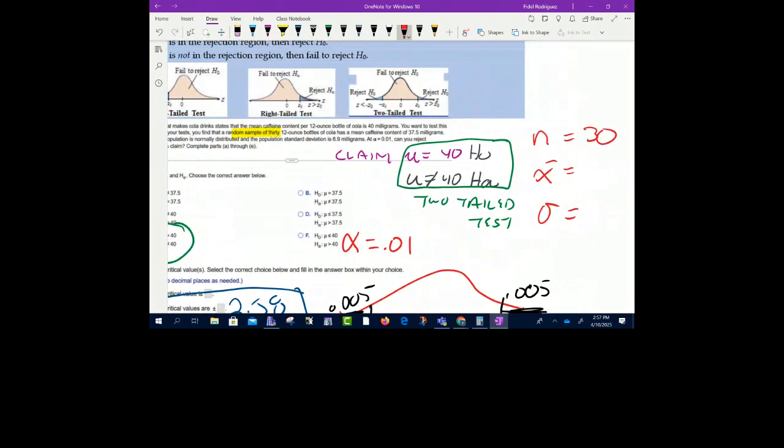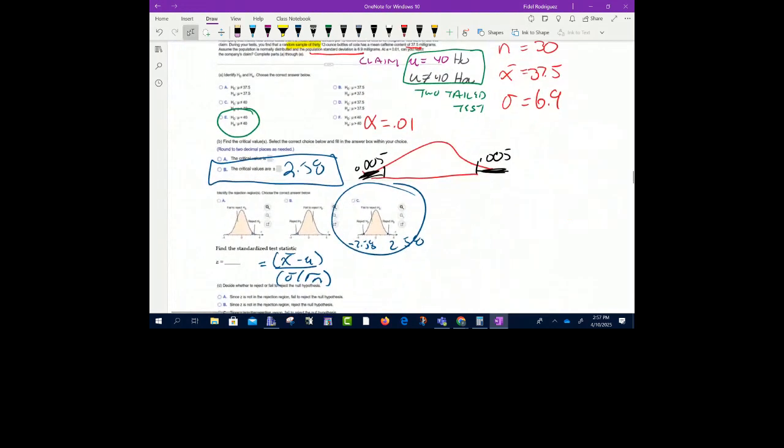Okay. And we find that the mean content of caffeine was actually how much? 37 and a half, right? Did we know our population standard deviation? There you go. Okay, let me zoom back out. Look, y'all, we're going to do that right here. x bar, 37.5. What was our mu? 40, right? Boom. Divided by sigma, 6.9, divided by the square root of 30.